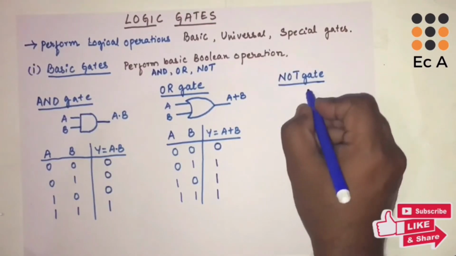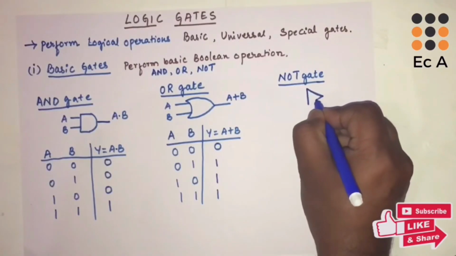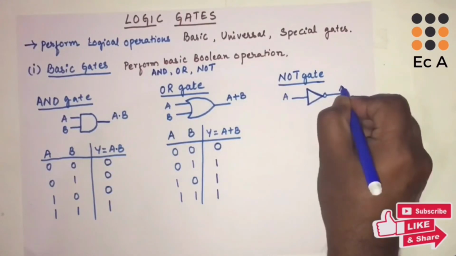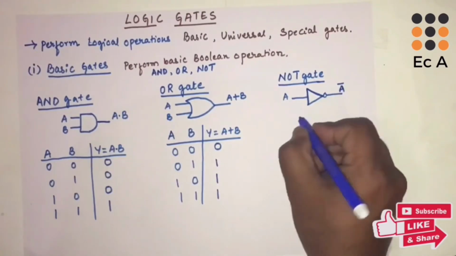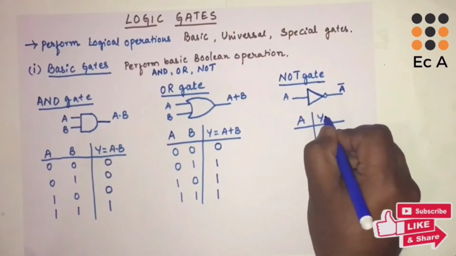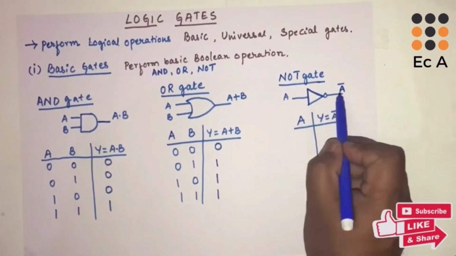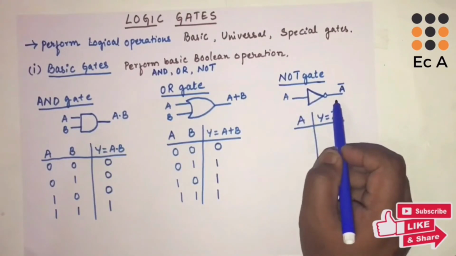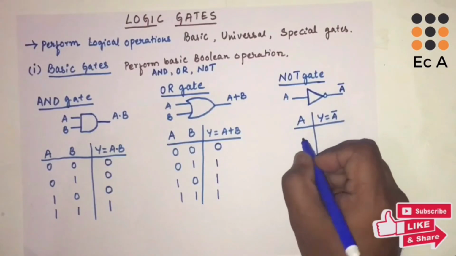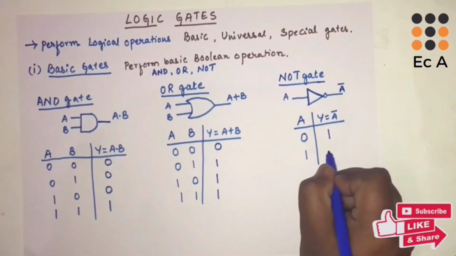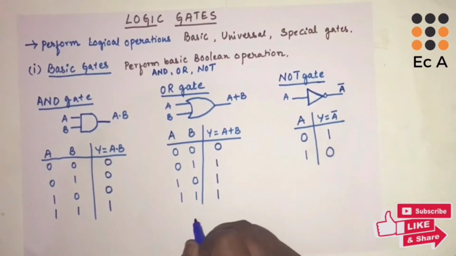Now let us see the NOT gate. This is the symbol for the NOT gate. It has only one input and one output. The output of the NOT gate is the complement of the input, or we can say the negation of the input. So if the input is 0, the output will be 1, and if the input is 1, the output will be 0.